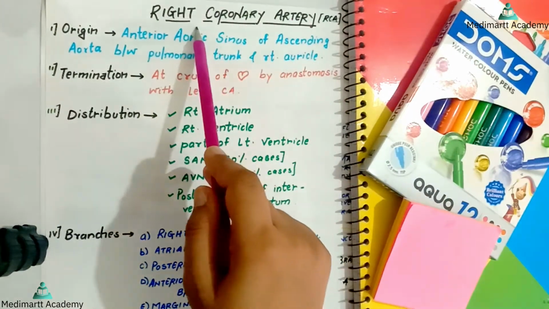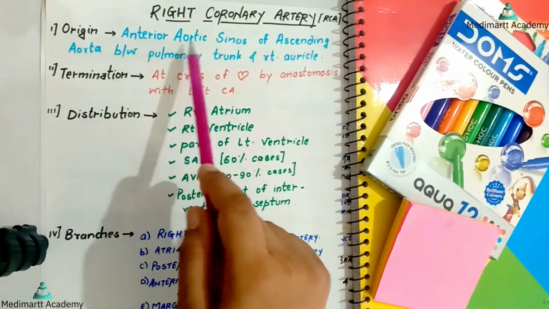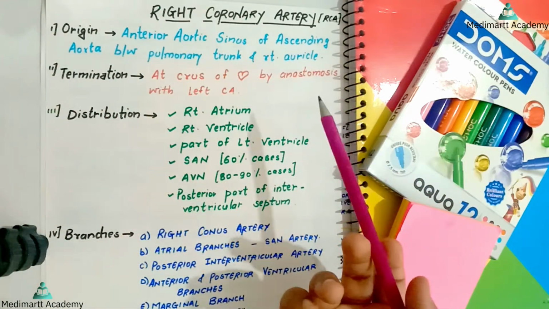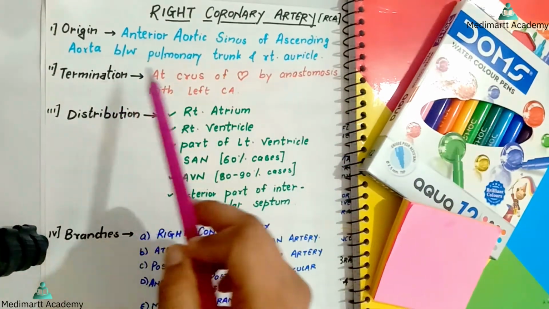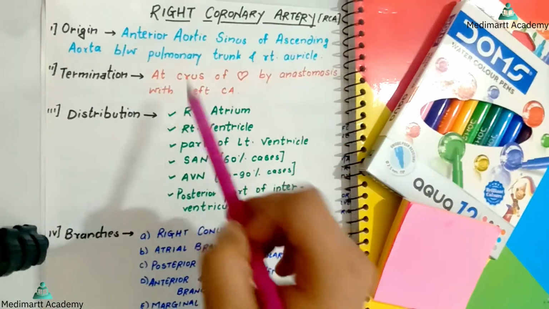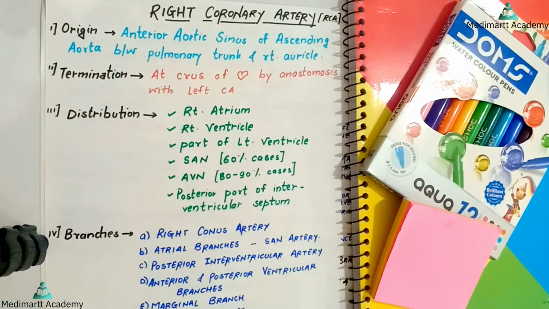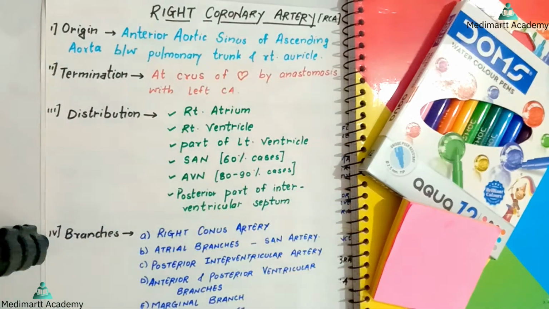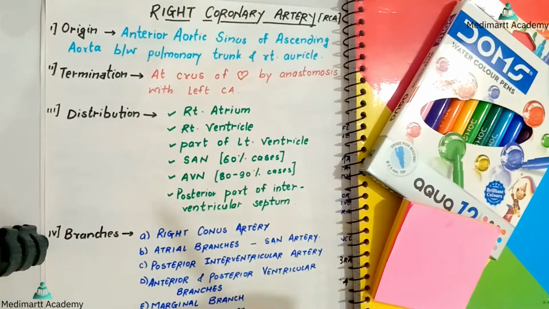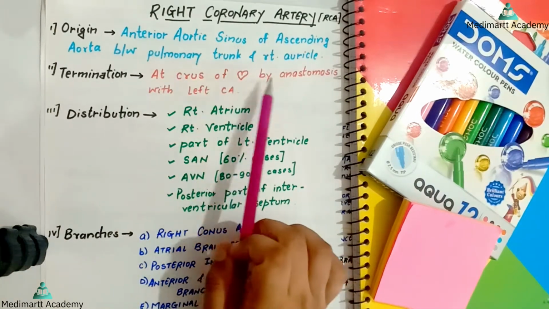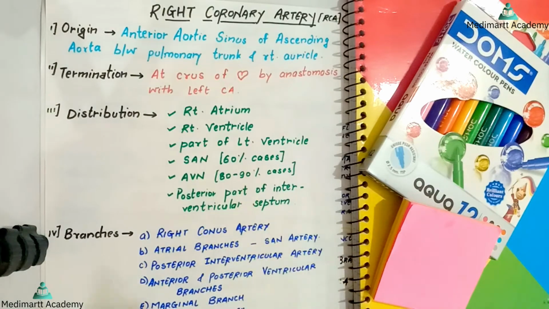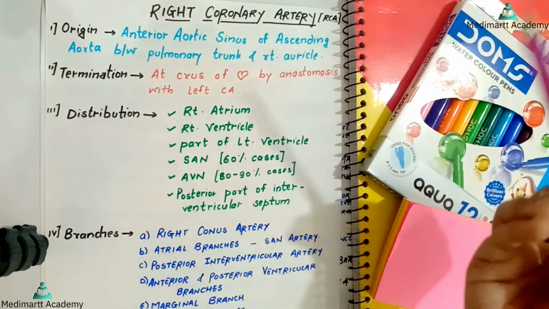So the right coronary artery basically arises from the anterior aortic sinus of the ascending aorta between the pulmonary trunk and the right auricle. It terminates at the crus of the heart by anastomosis with the left coronary artery. This thing is common for both right and left coronary arteries; they anastomose with each other at the crus of the heart. Then distribution: this right coronary artery, as we know, is right, so it will mainly supply the right part.